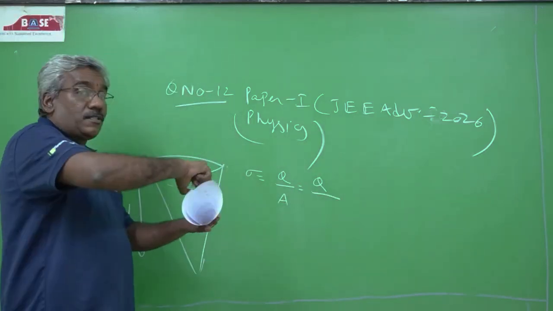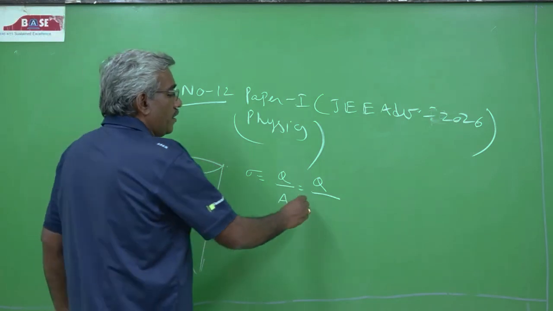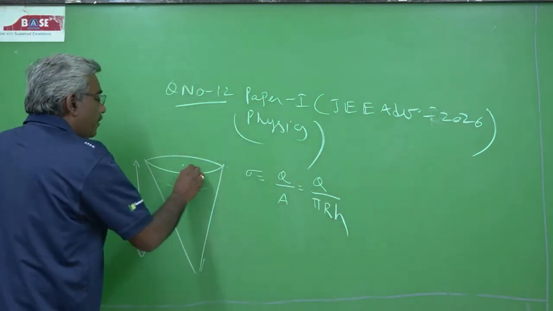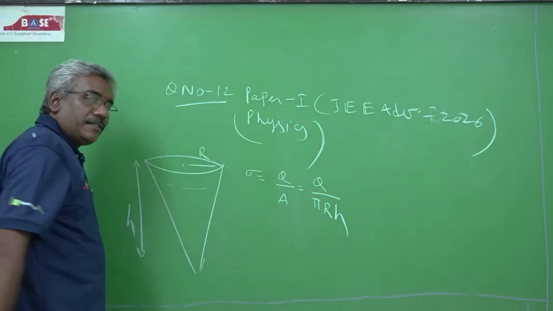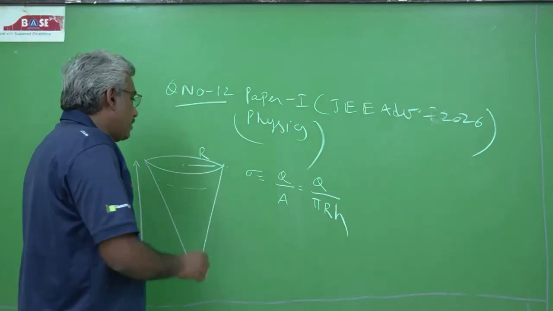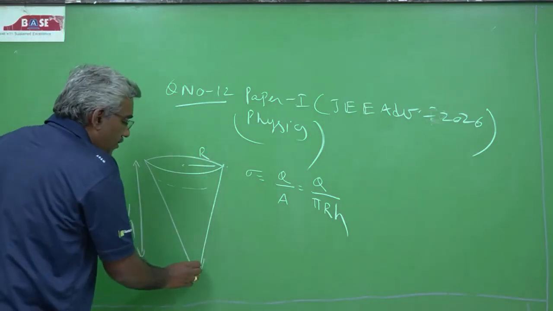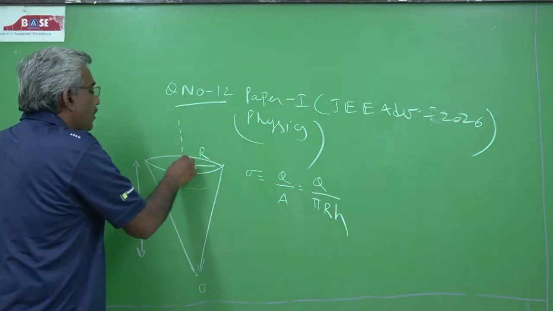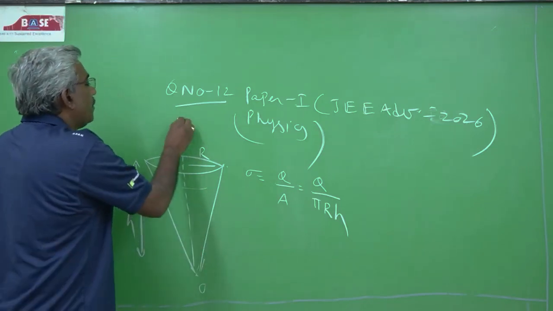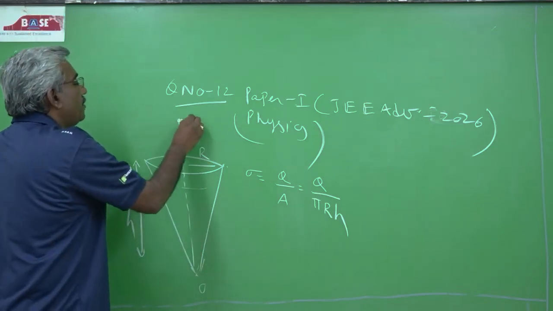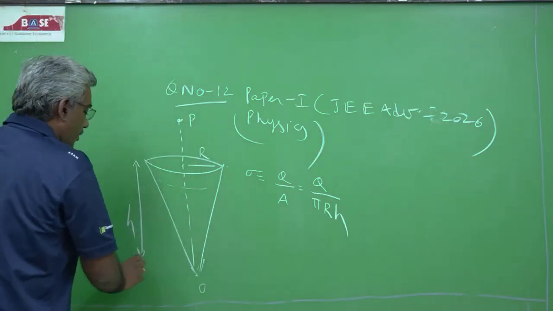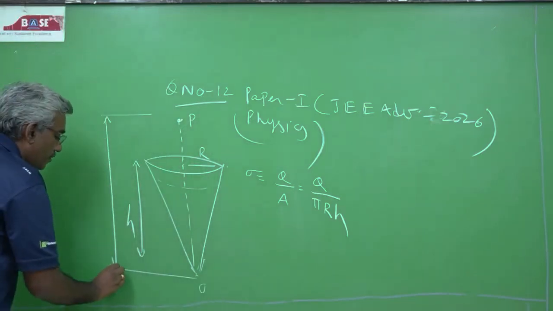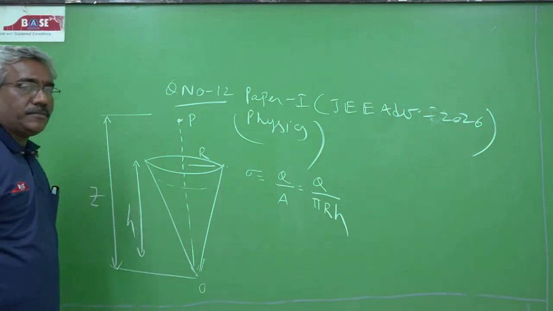only this surface area, so it has to be pi r h. h is the height given, r is the radius. Surface charge density. Now, it is being rotated. This is your point, that is the origin. This is nothing but the z axis. Somewhere here there is a point, let us say that is point P. From here, it is at a distance of z. That's what they said.